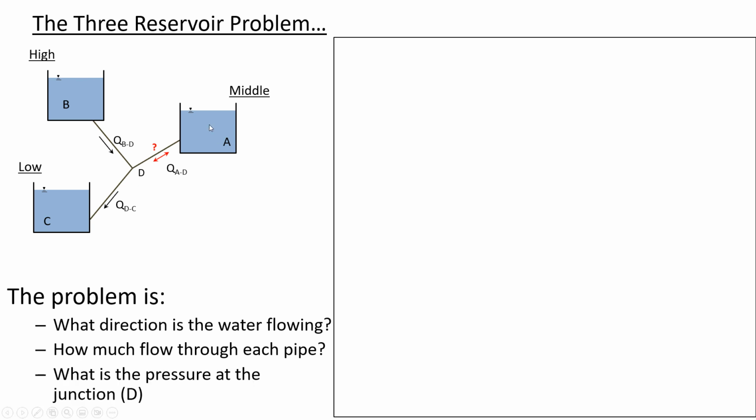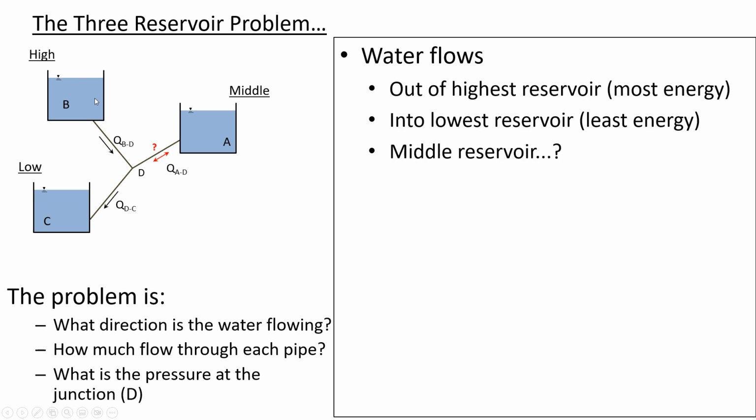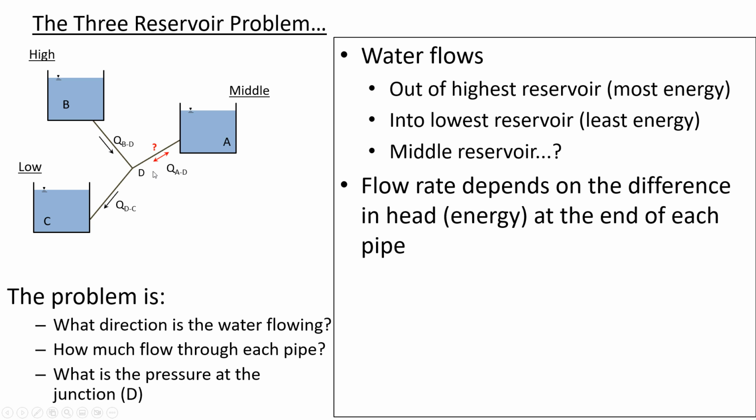And then once we know the flow rates, we could calculate the pressure at the junction if we know the elevation at the junction. If we know its physical height above some datum, then we can use the head that we've calculated and the velocity that we know to calculate the pressure at the junction. Okay. So the basic principle: water flows out of the high reservoir into the low reservoir, and the middle one, it depends on how much energy there is at D.